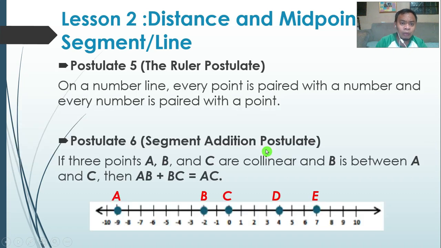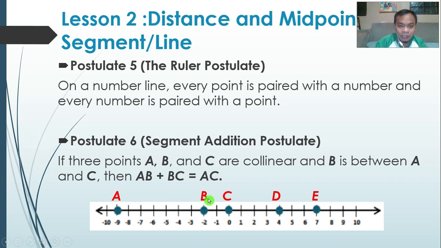Now, we will go to the next one. This is part of the distance and midpoint of the line segment or a line. Postulate number 5, di ba, nung nakaraang module po natin, module 1, we have the postulates 1, 2, 3, and 4. Now, postulate number 5, the ruler postulate. Since napag-usapan natin kanina, yung small a ay coordinate, di ba, ng first point, and small b is the coordinate of the second point. So, we're going to use the ruler postulate. On a number line, every point is paired with a number and every number is paired with a point. So, this is our number line. Ito po yung itsura ng number line. Diba? Each point, alam naman natin na yung line is composed of points.